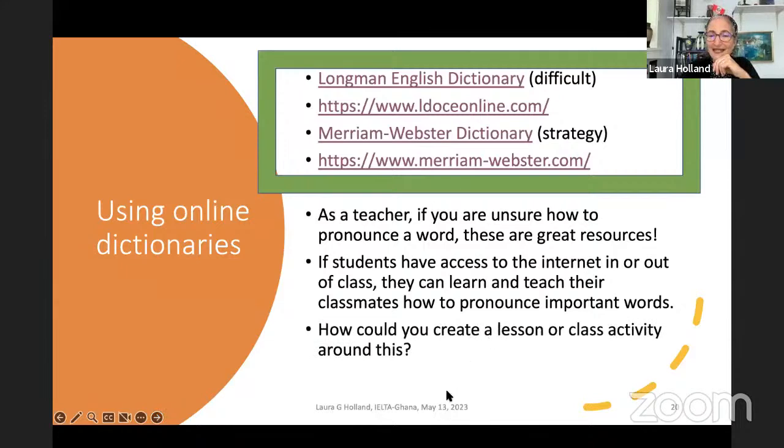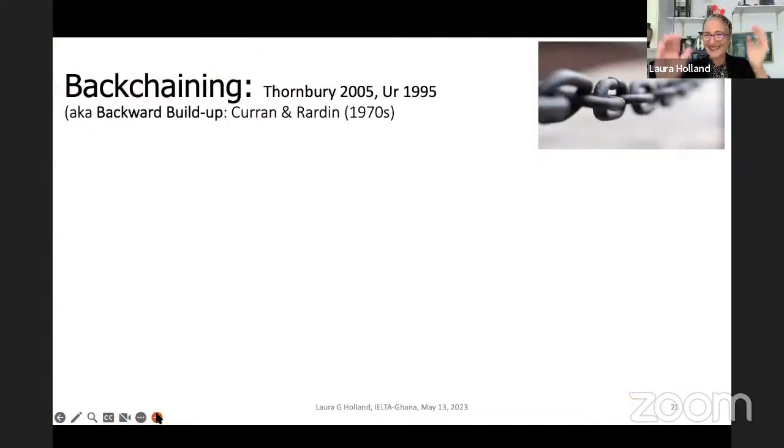So take a moment, I'm just going to give you a moment, but start thinking about how you could create a lesson or a class using one of these tools. Now, all right, here we go. Now we're getting to the real practice part of this session.